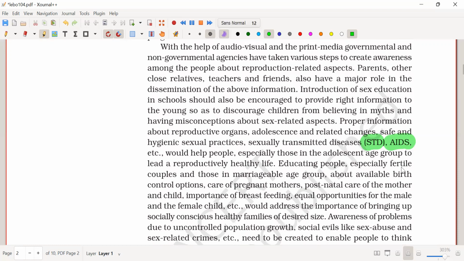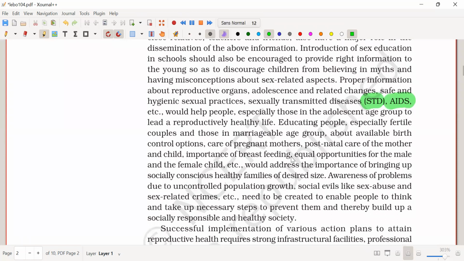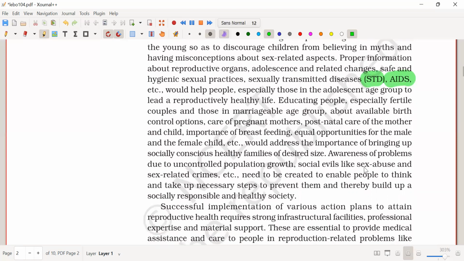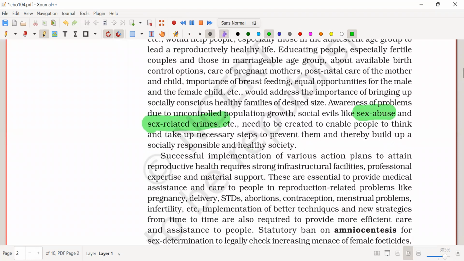Educating people, especially fertile couples and those in marriageable age group, about available birth control options, care of pregnant mothers, post-natal care of the mother and child, importance of breastfeeding, equal opportunities for the male and the female child, etc., would address the importance of bringing up a socially conscious, healthy family of desired size. Awareness of problems due to uncontrolled population growth, social evils like sex abuse and sex-related crimes, etc., need to be created to enable people to think and take up necessary steps to prevent them, and thereby build up a socially responsible and healthy society.